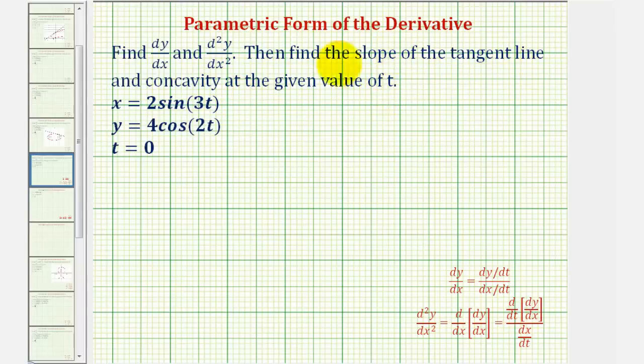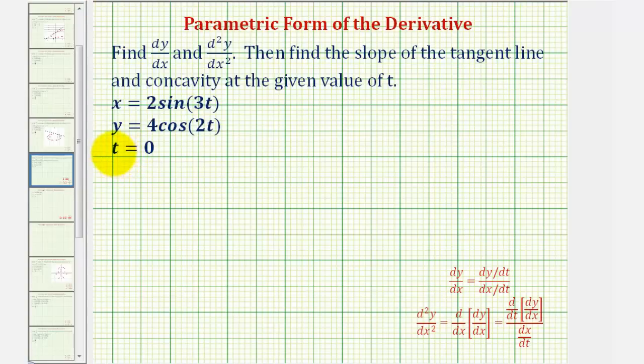So we can find the slope of the tangent line by evaluating the first derivative at t equals 0, and then we can find the concavity by determining the sign of the second derivative at t equals 0. So to begin, let's determine what point we're referring to on the curve when t equals 0.